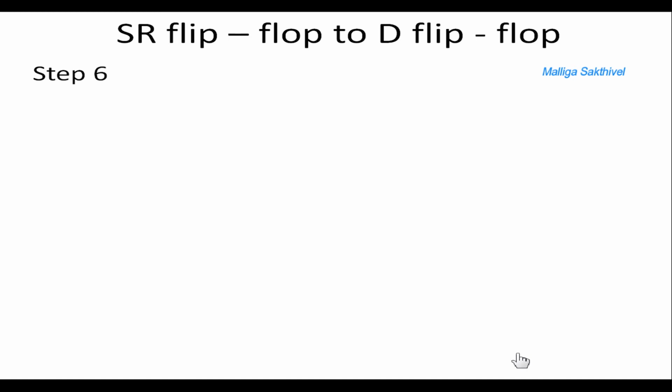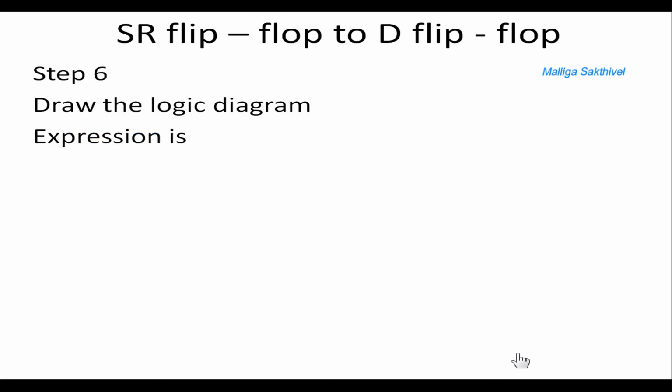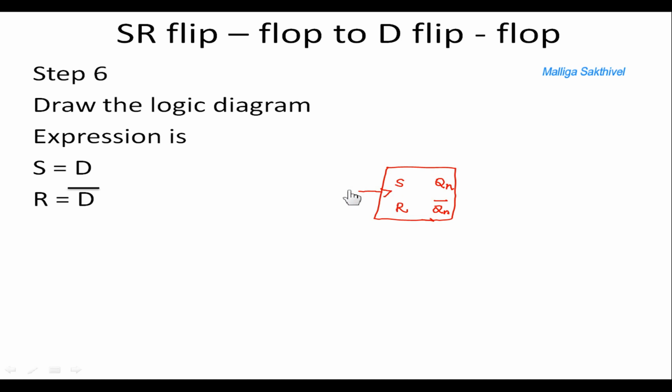And then the last step, the sixth step. Here we have to draw the logic diagram for our realization, right? The expression is S equal to D and R equal to D complement. For this expression we have to draw the logic diagram. First draw the available flip-flop. Our available flip-flop is the SR flip-flop, and here we have Qn and Qn complement, and here we have the clock. This is the logic symbol of the SR flip-flop.